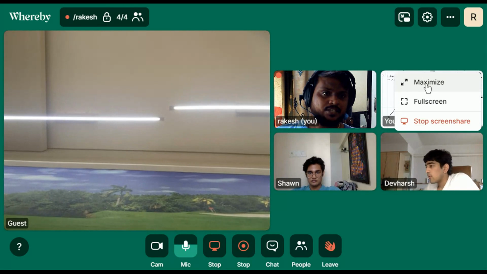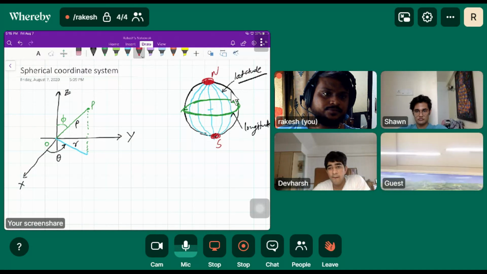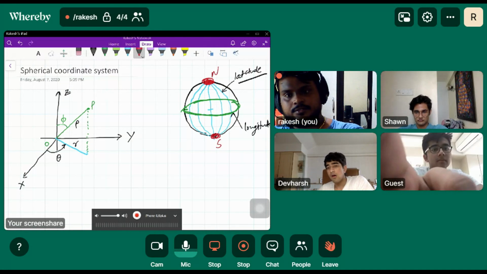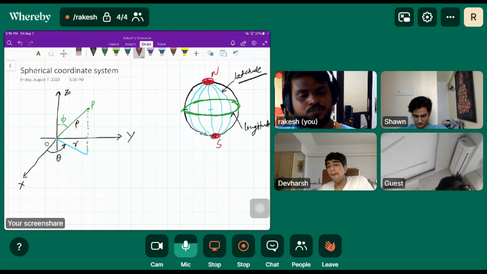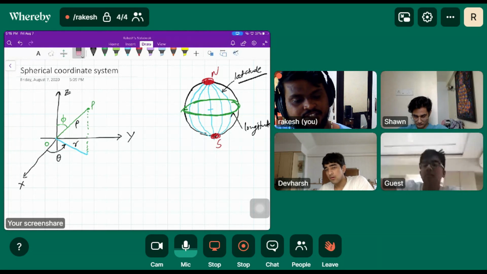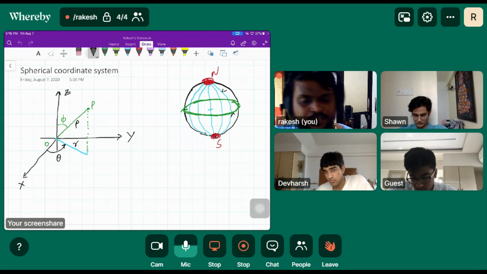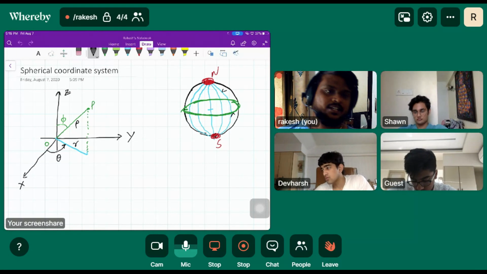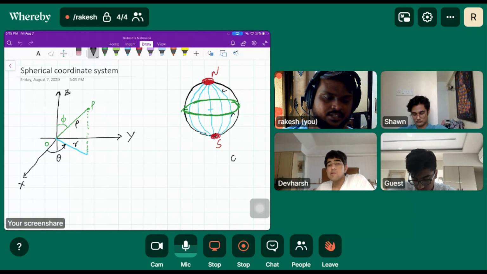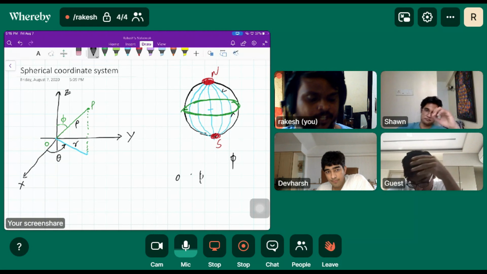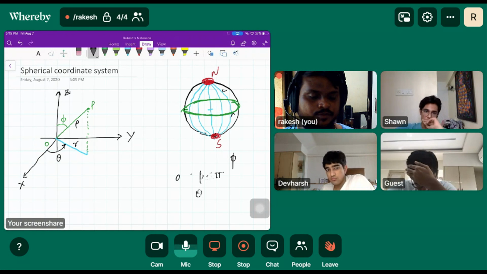Let me maximize my page. So I should not write these terms here, but definitely the maths will make sense. What I mean to say is our phi is going from 0 to pi, okay, and theta is going from 0 to 2 pi.